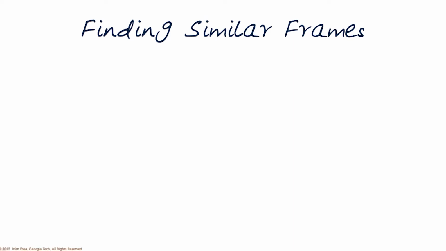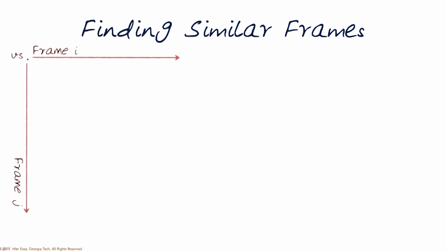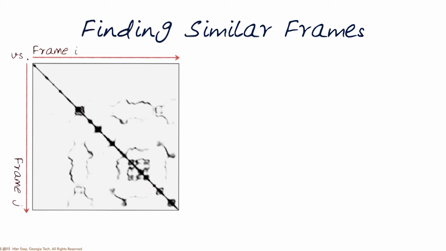So how do we find similar frames? Again, what we are trying to do is compare each and every frame, frame I versus frame J. Basically, what we can do now is create a simple matrix, and here is my output. This is an interesting way of looking at things, right? In this case, assume that if it's a black value, it's the most similar. That is, they're pretty much the same.